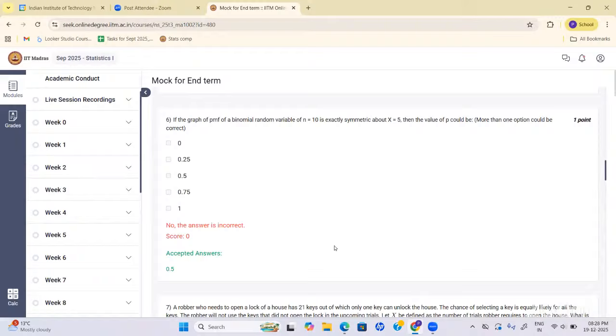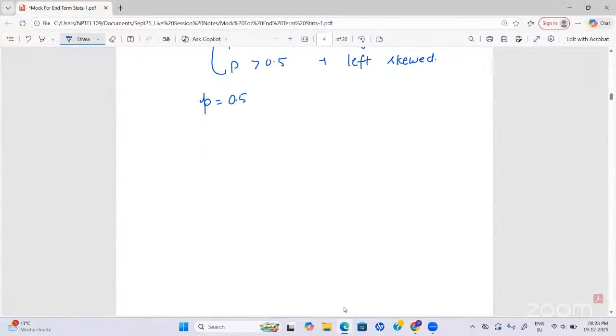One more thing is that if you increase the value of n, as n increases, the graph tends to be symmetric. If you have studied the properties in the lecture, if you increase the value of n, then no matter what the value of p is, the graph tends to be normal. So it tends to be symmetric if you increase the value of n. Even if the value of p is something else, suppose it is 0.8 and n is suppose 50.